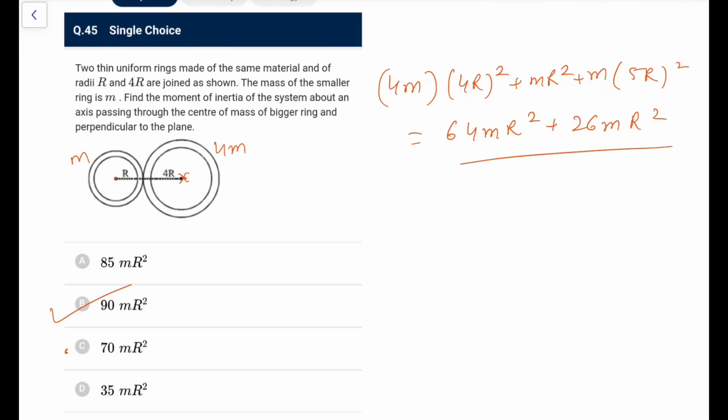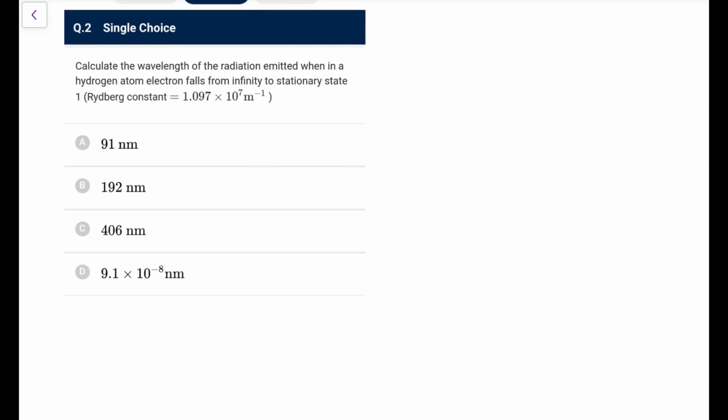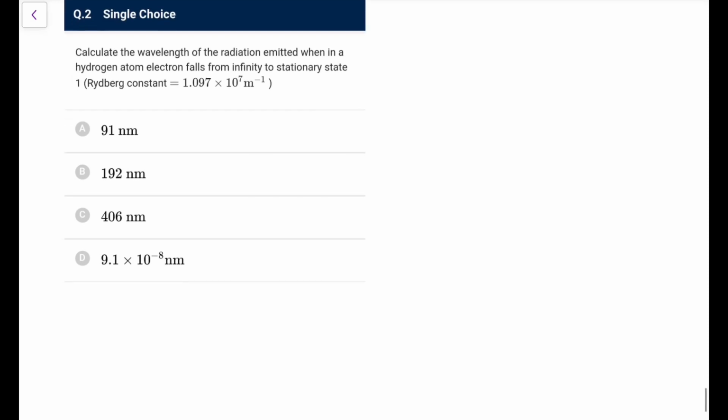So as I told you, I will be doing some questions from chemistry which I can feel are part of physics. So first one, calculate the wavelength of the radiation emitted when a hydrogen atom falls from infinity to stationary state 1. So that is infinity to 1. So I can directly write 1 upon lambda is r, 1 upon 1 square minus 1 upon infinity square. So lambda comes out as 1 by r.